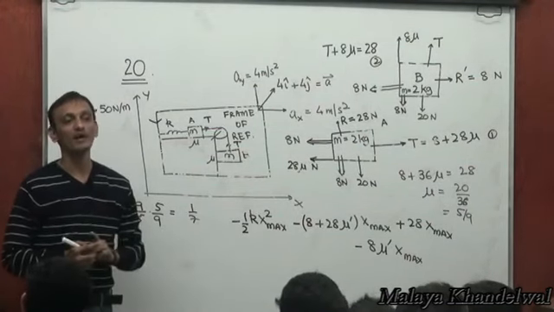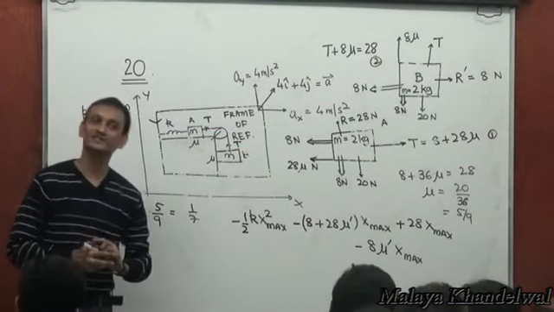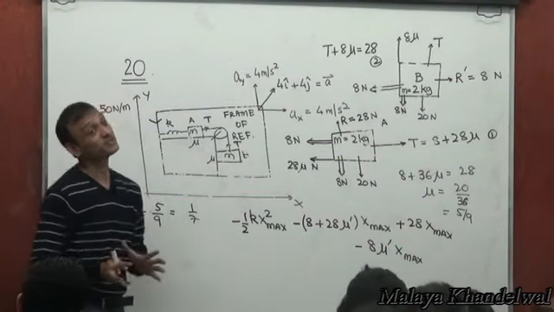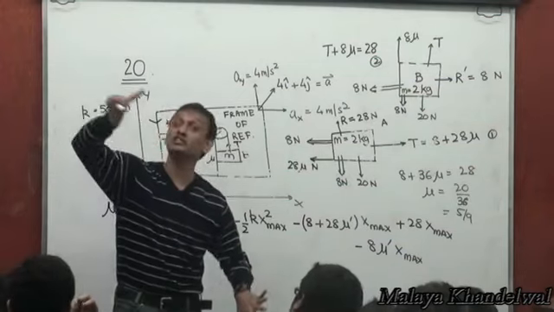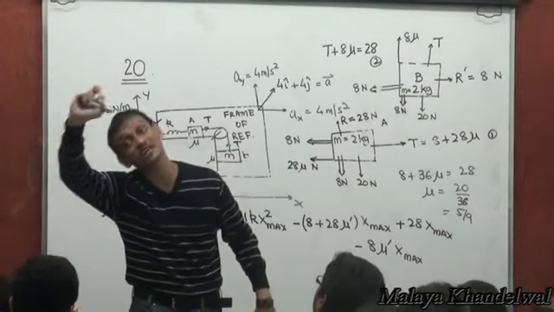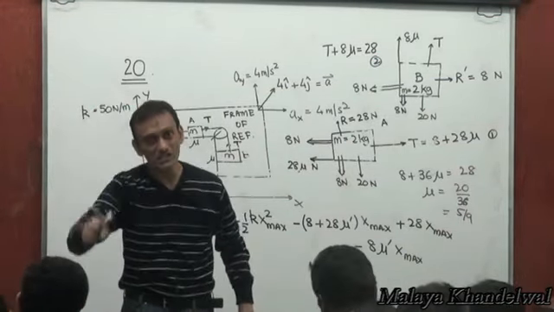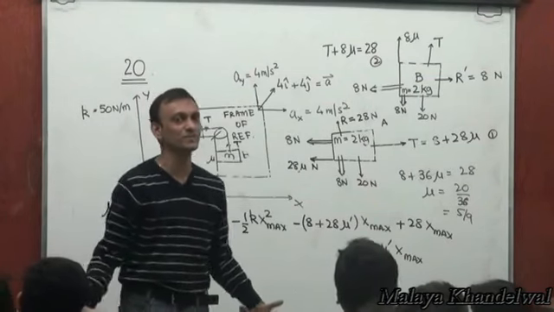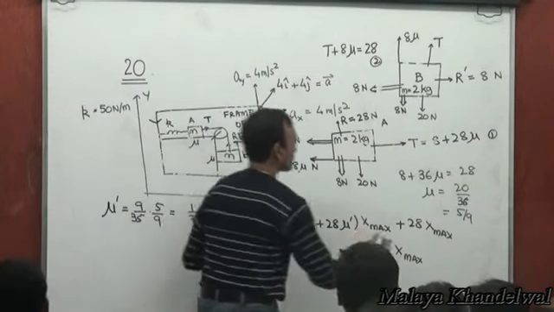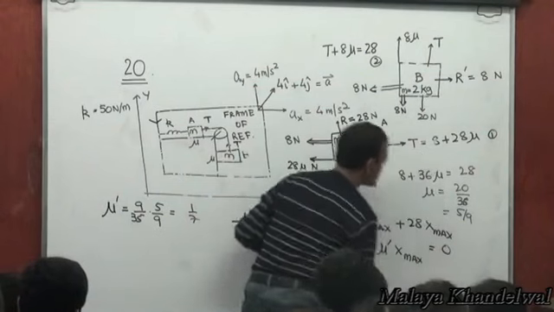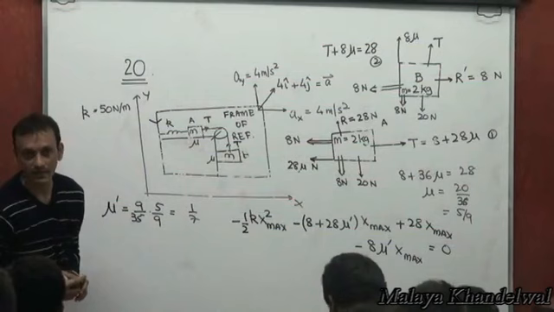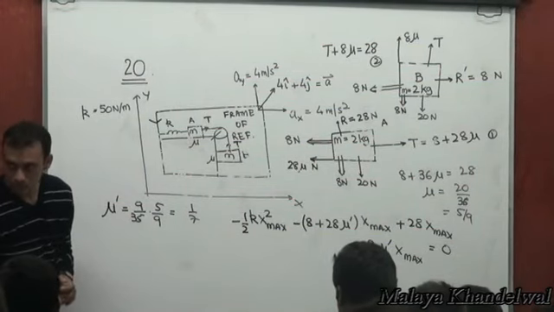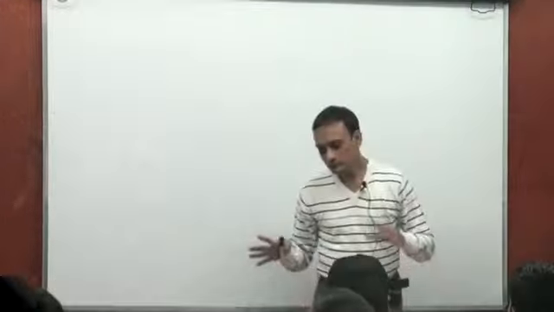Is that alright? This is the work done in this frame of reference, and this must be the change in kinetic energy in this frame of reference, which is 0. In this frame of reference, the change in kinetic energy must be 0. And this gives us the opportunity to compute x max, the maximum elongation. Clear?